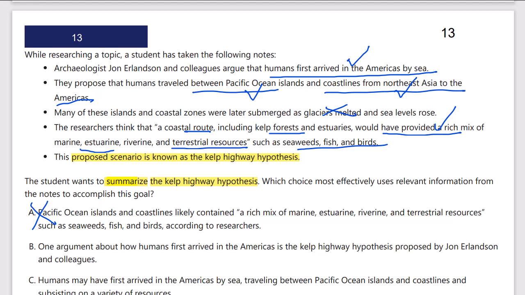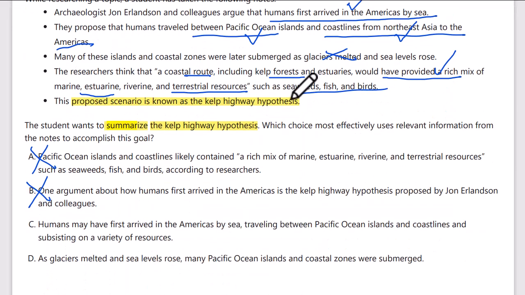B, one argument about how humans arrived first in the Americas is the Kelp Highway hypothesis proposed by Erlandson and colleagues. Okay, that is the topic. That is essentially what the hypothesis covers. But again, that's only one of the bullet pointed items. That's not going to be a best summary. A best summary must be a list, usually sequentially, of the different bullet points.